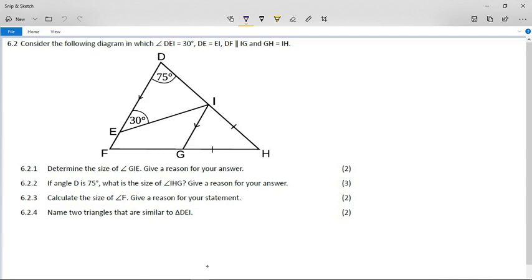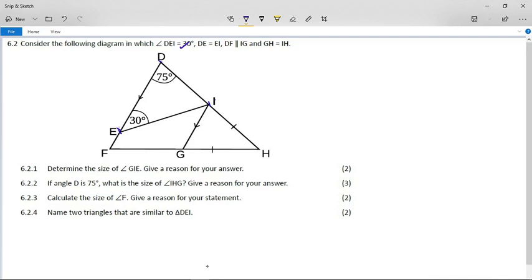So let's just check. It says, consider the following diagram in which angle DEI, so you go DEI, and it's this angle at the E. Angle DEI is 30 degrees. Okay, so that's marked. We're fine with that. Then it says DE equals EI. So this distance from here to here is DE, and they say that is equal from E to I.